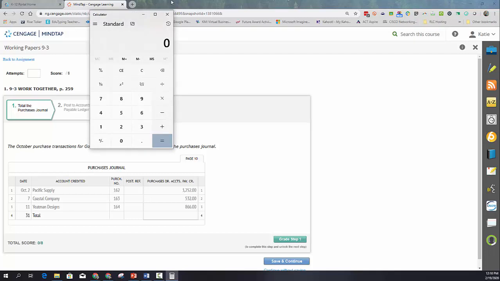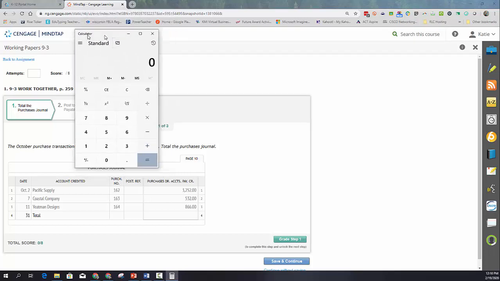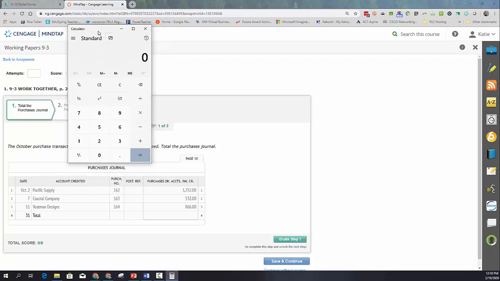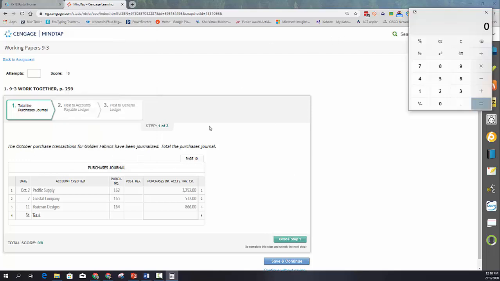Okay, look up here, please. I want to show you this. This is a time saver. These calculators will stay on top no matter what. All you have to do is click right here, keep on top, and then no matter what you do, it'll always stay there and it won't disappear and you don't have to resize. So I can use my calculator, 3,252 plus 532 plus 866, and that gives me 4,920. So docking that calculator in the upper right-hand corner is a good idea.